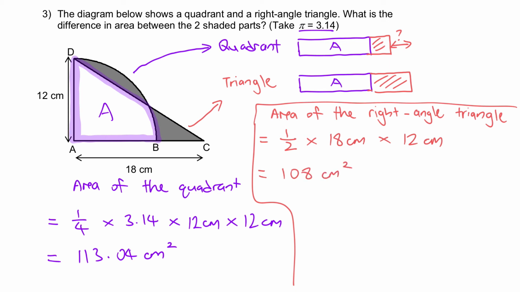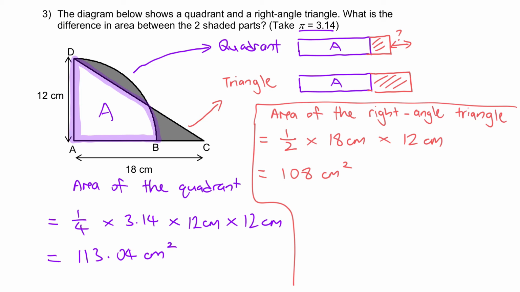So remember my point, it doesn't really matter who has a bigger area, so my drawing could be swapped out the other way. The quadrant has a bigger area, but it doesn't really matter. So I just need to take their difference. When I take their difference, I will be able to find the answer, which is this part.